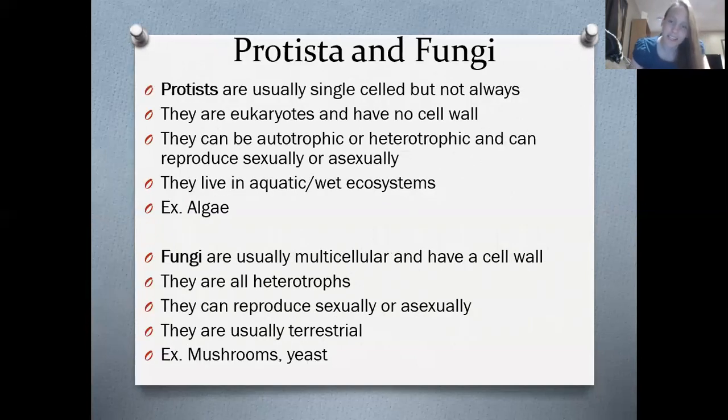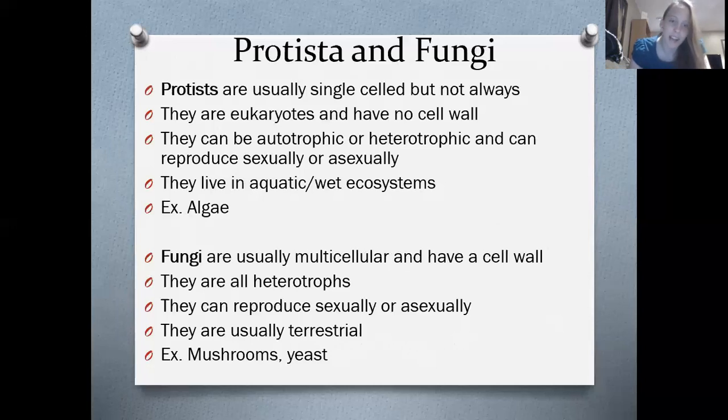Protists are usually single-celled, but not always. They are eukaryotes. They do not have a cell wall. They can be autotrophic or heterotrophic, so either producers or consumers. They can reproduce sexually or asexually, and they tend to live in aquatic or wet ecosystems. Protists include things like algae.